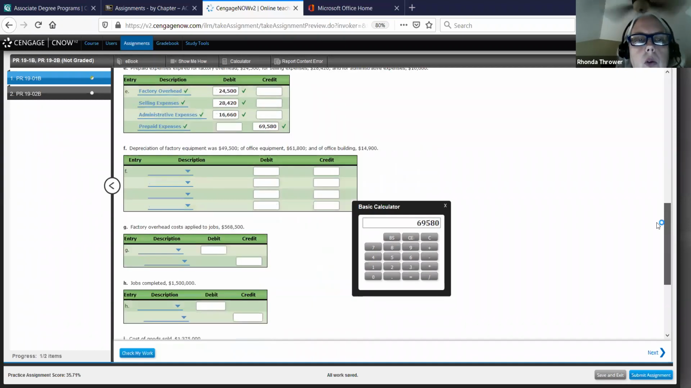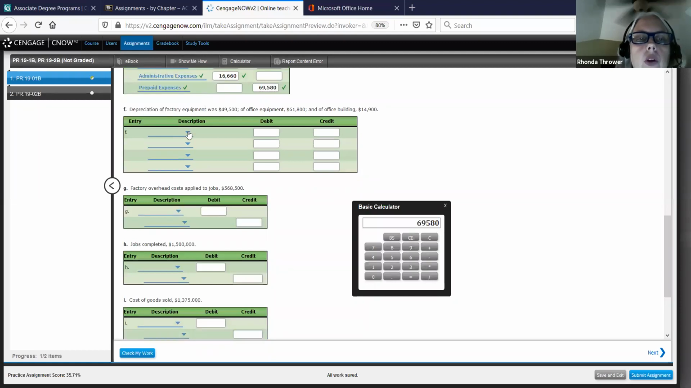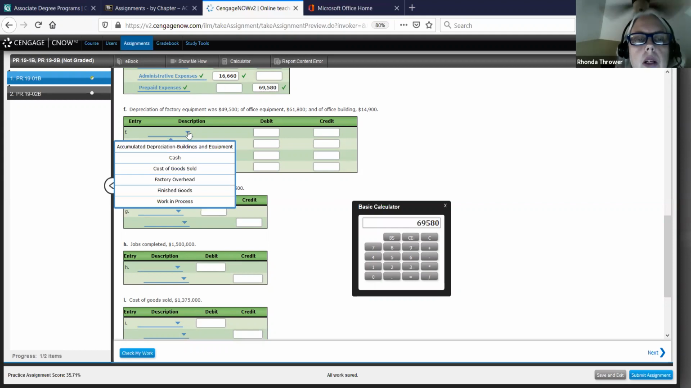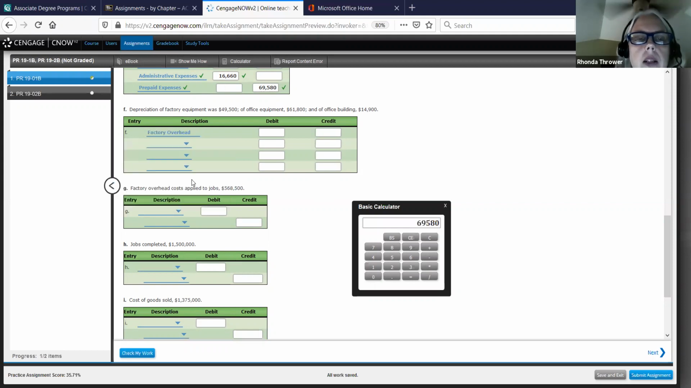On the next part, we're depreciating our factory equipment, which again would probably be depreciation expense on the factory equipment. But in this case, they didn't give us that to choose from. They just put it all in the controlling account called factory overhead. The amount of the depreciation expense would have been $49,500.